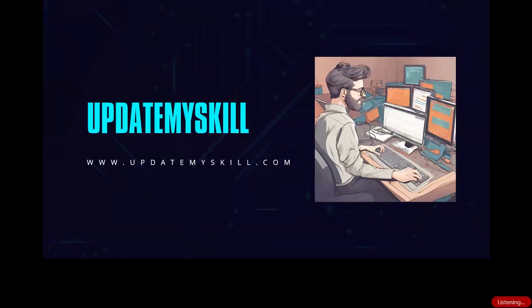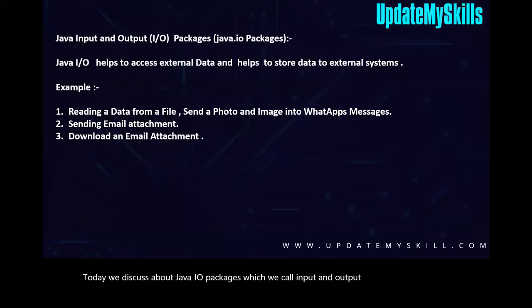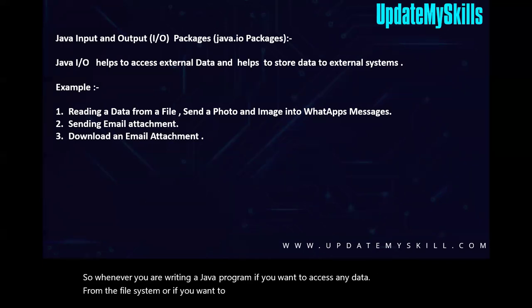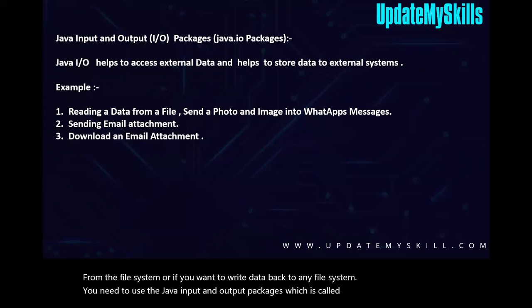Today we discuss Java IO packages, which we call input and output packages. Whenever you are writing a Java program, if you want to access any data from the file system, or if you want to write data back to any file system, you need to use the Java input and output package, which is called the java.io package.